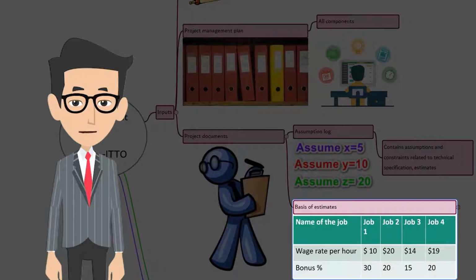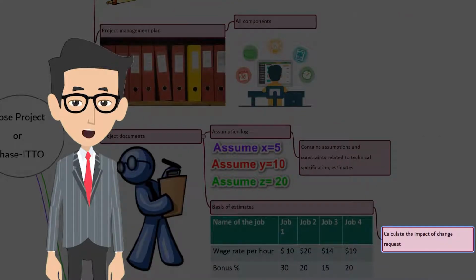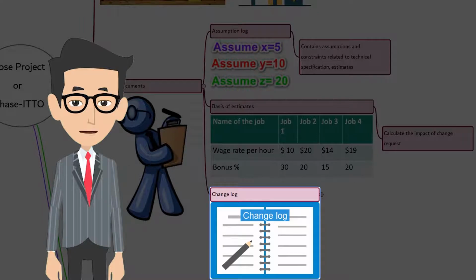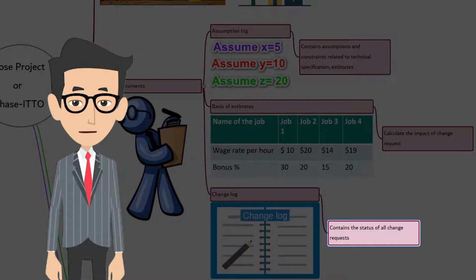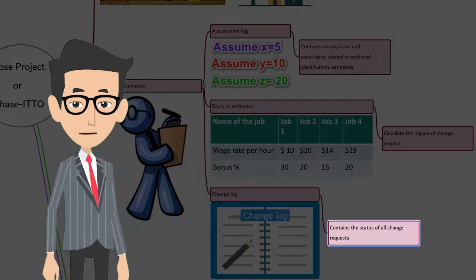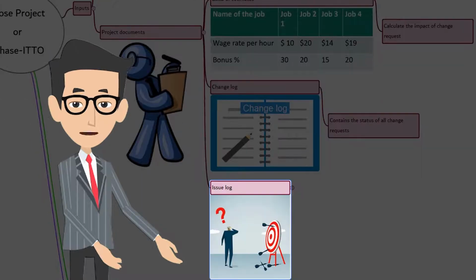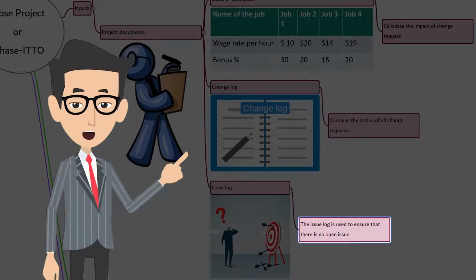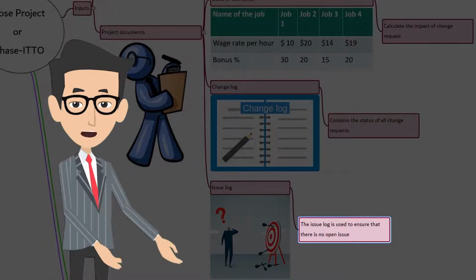Basis of estimates. Whenever there is a change request as a part of change control process, you should calculate the impact of change in terms of schedule, budget, and resource. The basis of estimates will be helpful here. Change log. The change log contains the status of all changes requested throughout the project or phase. Issue log. The issue log is used to ensure that there are no open issues before closing the project or phase.